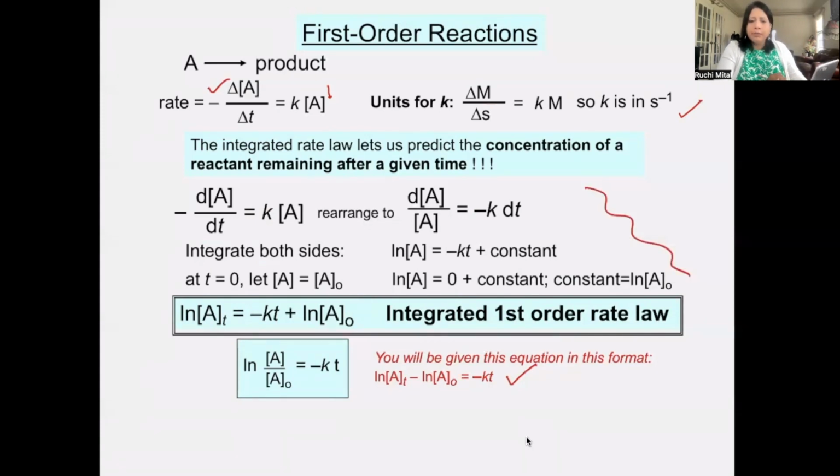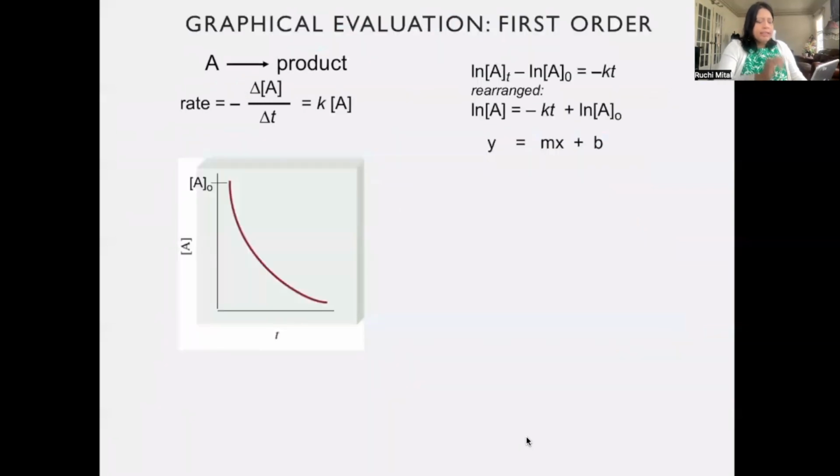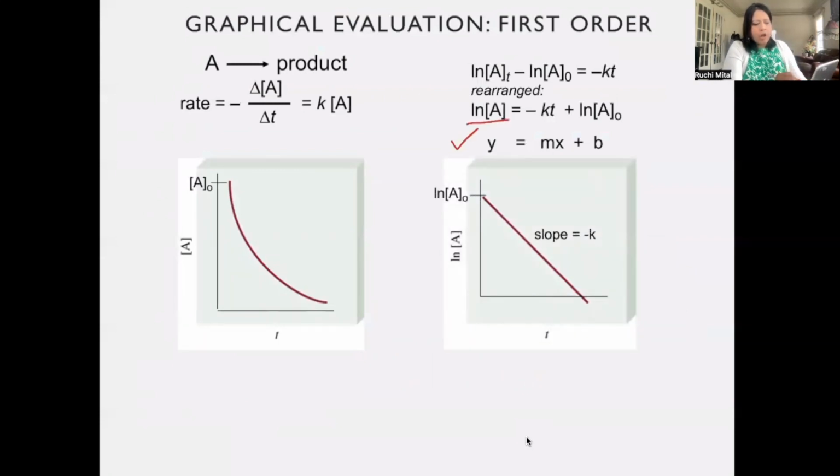Hopefully, this made sense from your math class, how this equation can be integrated. Now, the graphical representation: if you look at the same equation and change it into the equation of a line, y equals mx plus b, and plot a graph of the natural log of the concentration of the reactant versus time, you are going to get a graph like this. What is important is that for first order, the slope is negative k.